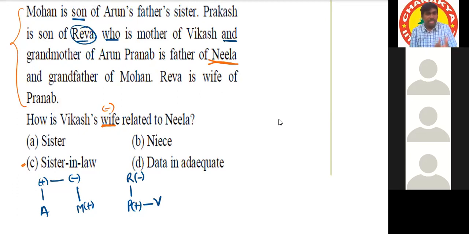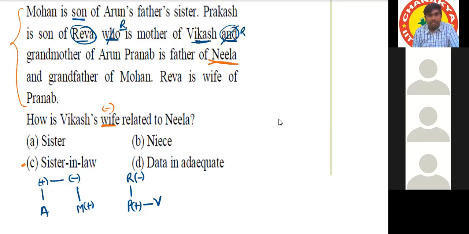These points were already mentioned in the previous class, I think. The word "and" represents the first person, while "who, whose, whom, which" represent the second person. In the earlier statement, here "who" is replaced by Reva. Reva is the mother of V, meaning R is the first person and V is the second person. Here "and" represents R, so we can replace "and" by R. Now read the statement again.